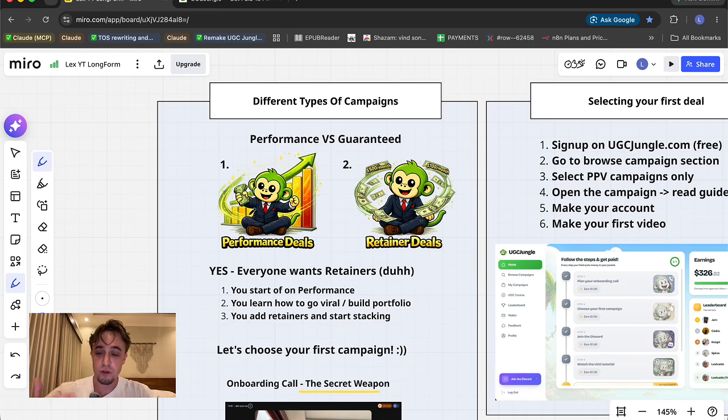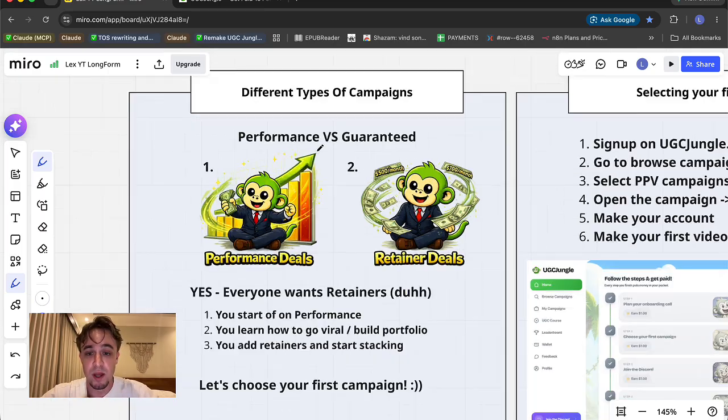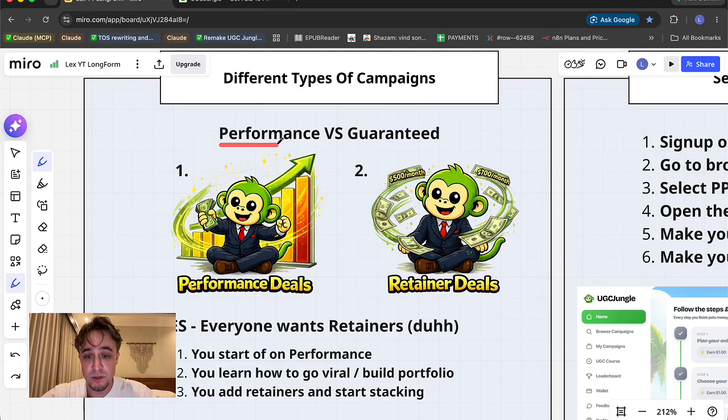And this portfolio is extremely important because, as I'm going to go over the 2 types of deals we have on, some deals don't immediately accept you, but will first look at your portfolio and see what type of creator you are and what results you got in the past. Now, there's 2 types of deals. Again, we have performance-based deals and guaranteed retainer paid deals.